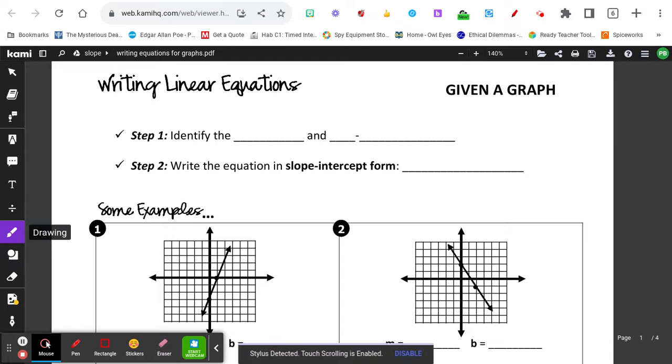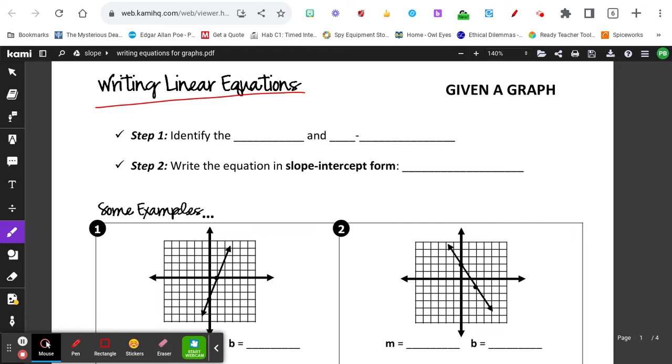All right, so the first thing you're going to do when you're given a graph and you're tasked with writing an equation is identify the slope, which is m. And you can calculate it by finding the rise over the run. You must draw a triangle first, okay? And then the y-intercept.